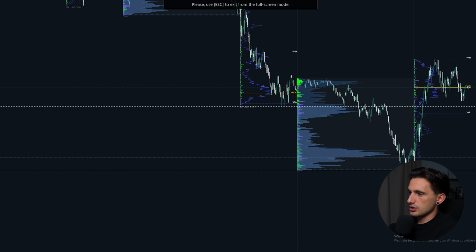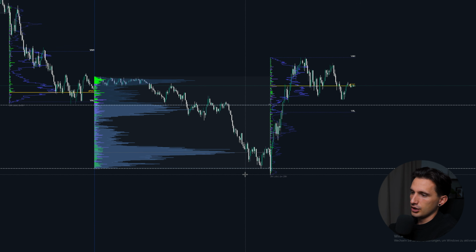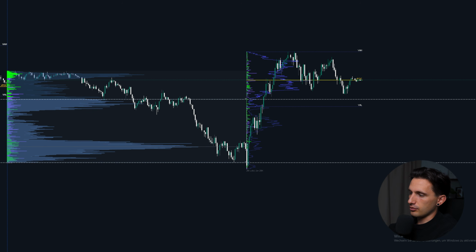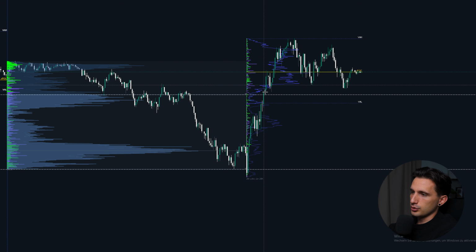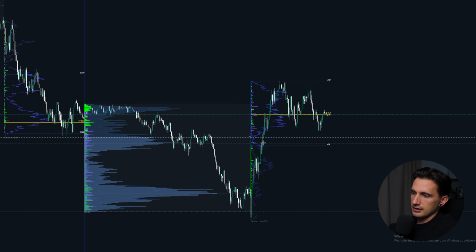So I will make this chart bigger, and what we can see on Friday's price action, we sweep the overnight low down here, and then we aggressively push out, breaking the value area high from the overnight session. And this is the exact point right here that I'm looking for longs, right?